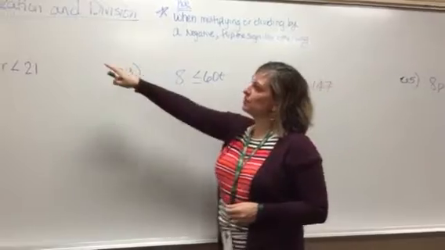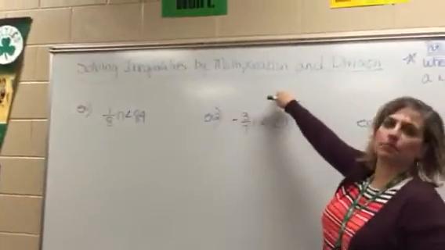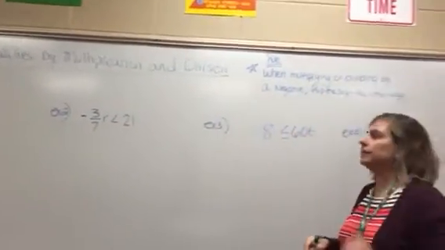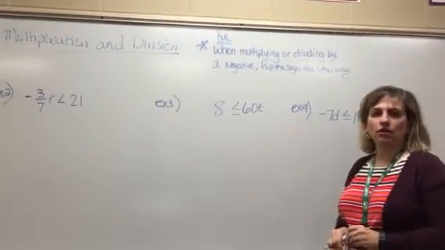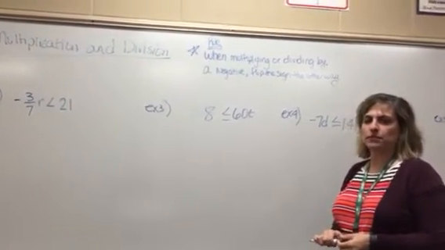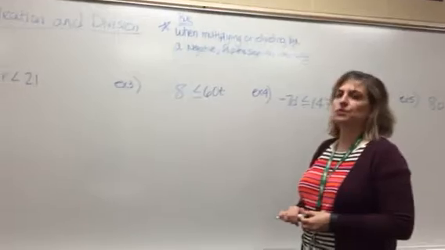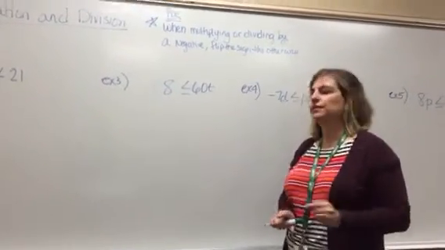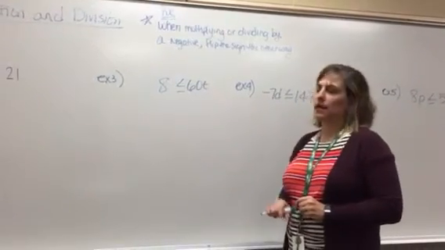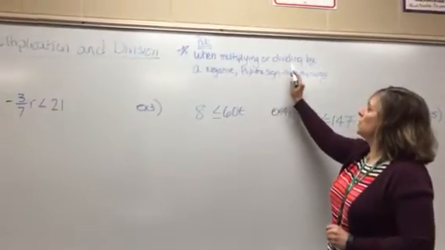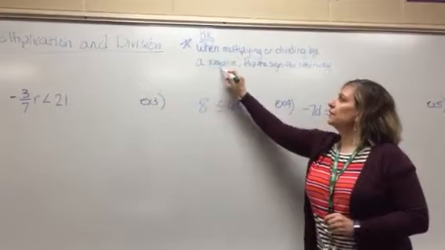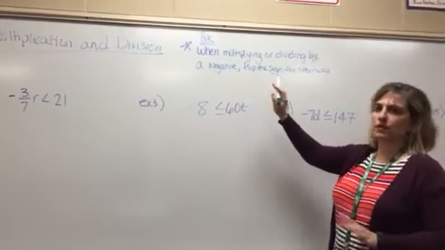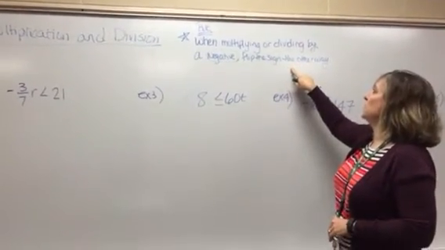Today we're going to be doing solving inequalities by multiplication and division. This is kind of like solving equations with multiplication and division, but there's one major rule, and this is going to be the rule that you're going to forget later on in life. So you've got to try to memorize it now. When multiplying or dividing by a negative with inequalities, you flip the sign the other way.